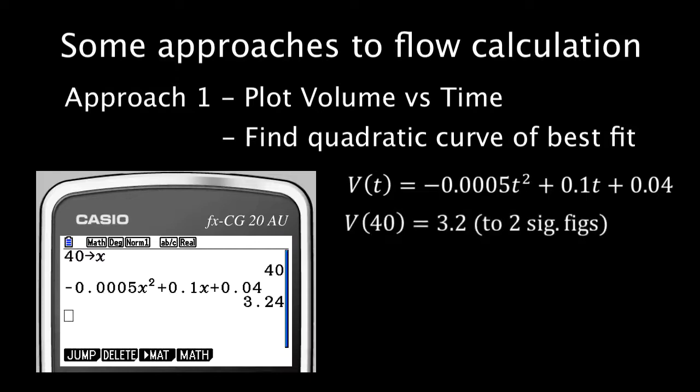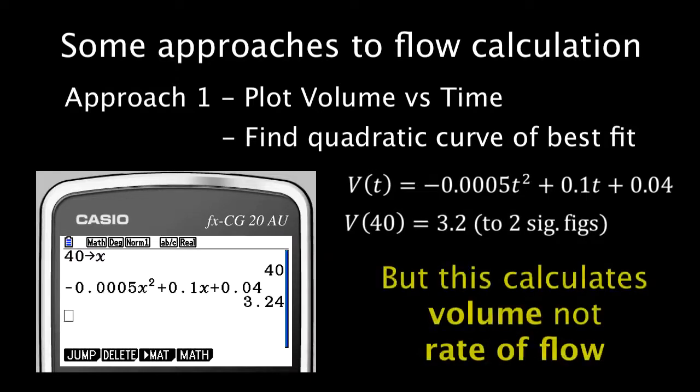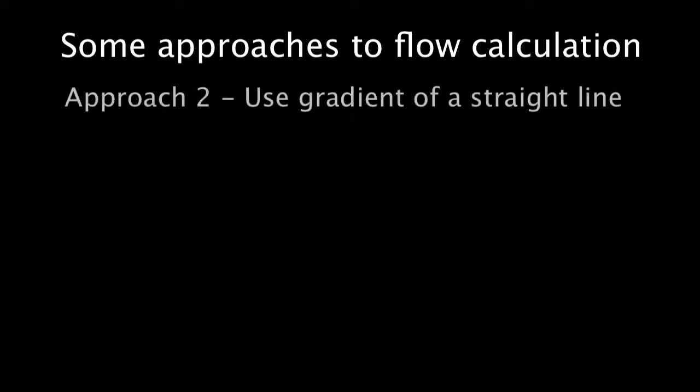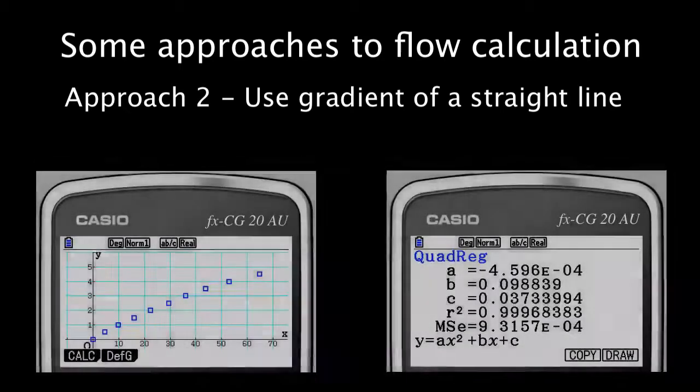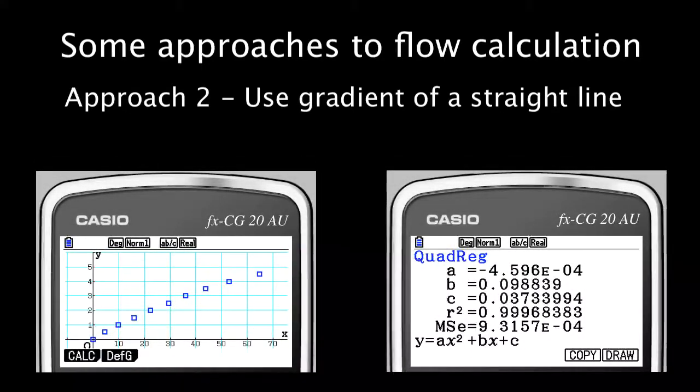But this calculates the volume in the jug at the 40-second instant, not the rate of flow or the speed at which the water is entering. So on its own, this is not so helpful. Approach 2 acknowledges that we might need to incorporate the gradient of a straight line somehow. As such, a plot of volume versus time is made, and the quadratic curve of best fit is found once again.